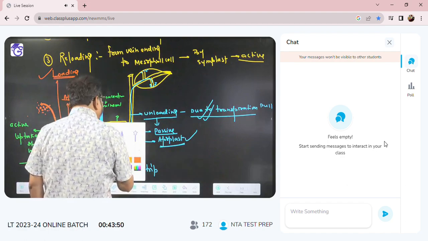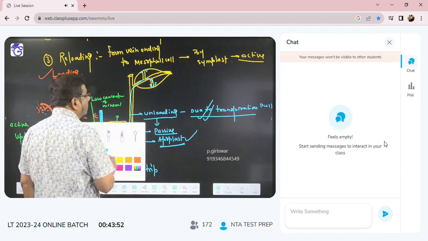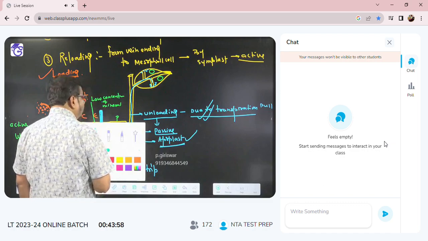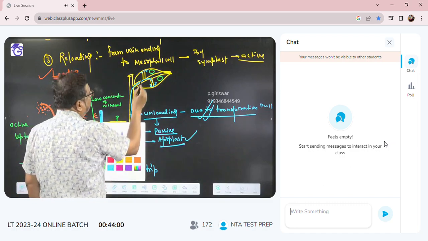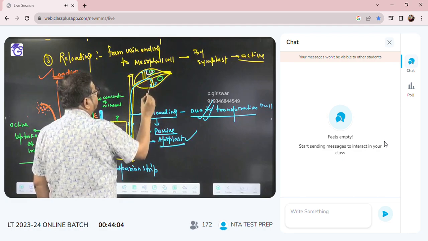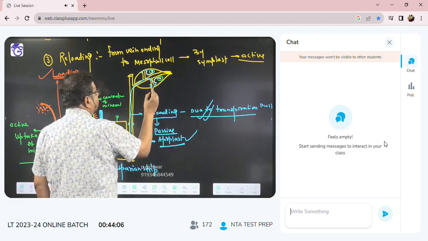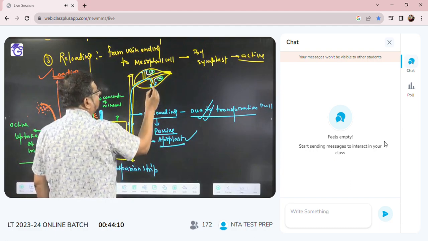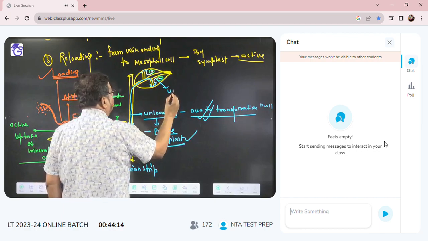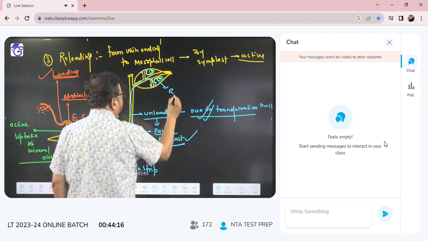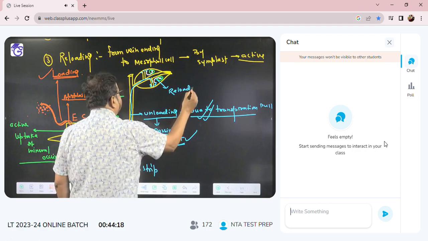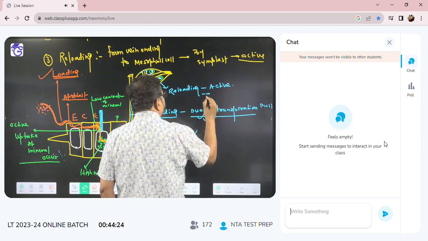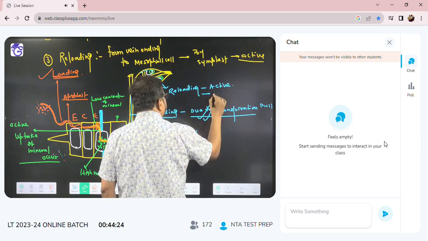Now inside the leaf, which cell is there? Mesophyll cell is there. Assume it is a mesophyll cell. And now minerals are moving from where to where? Minerals are moving from the vein ending to the mesophyll cell. Getting the idea? Minerals are moving from the vein ending to inside the mesophyll cell. It is called reloading. And this reloading is active. The cell membrane is involved. And this reloading is basically what? Symplast.